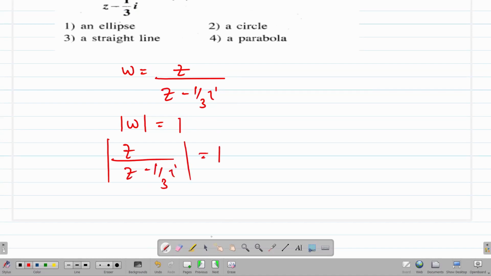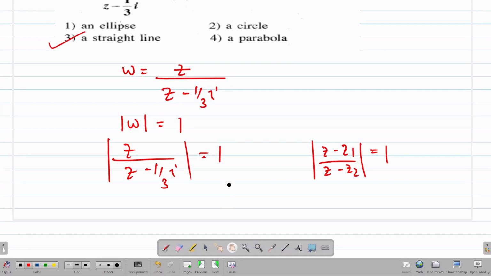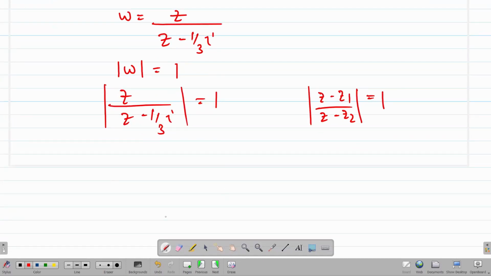As we know that if mod of (z minus z1) upon (z minus z2), whole mod, is equal to 1, then the locus is a straight line. So my correct option is here, a straight line. But if I have to find the equation, then I just replace z by x plus iota y and break the mod. That means I replace the numerator by x plus iota y and the denominator by x plus iota y minus 1 by 3 iota, whole mod.